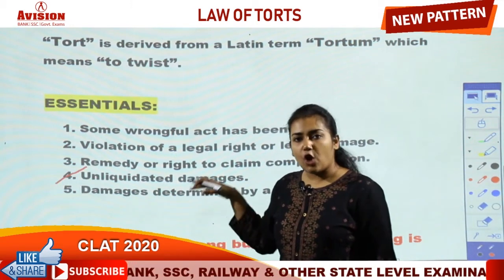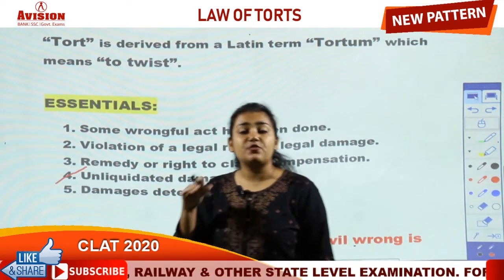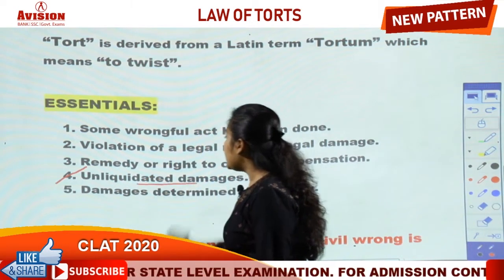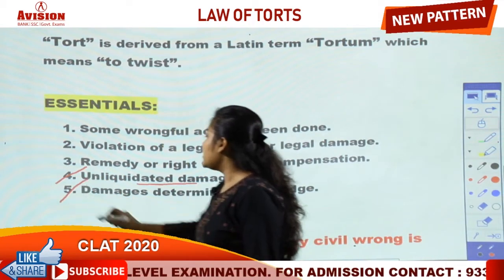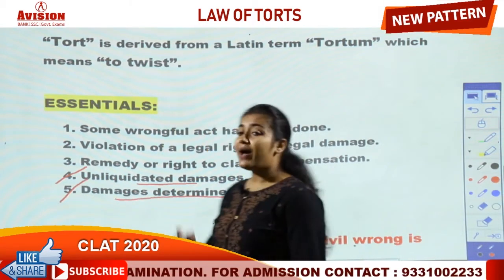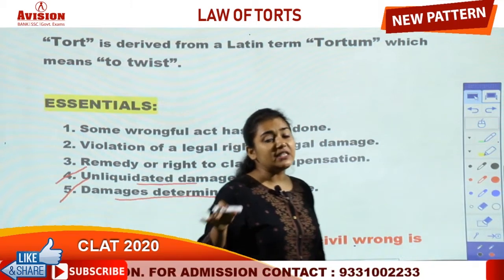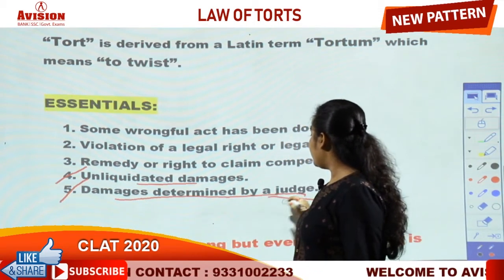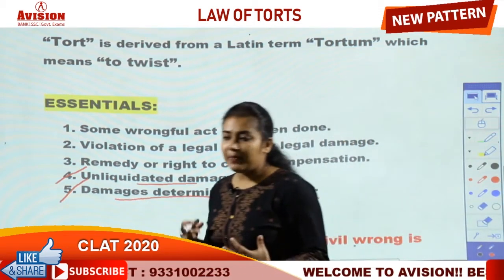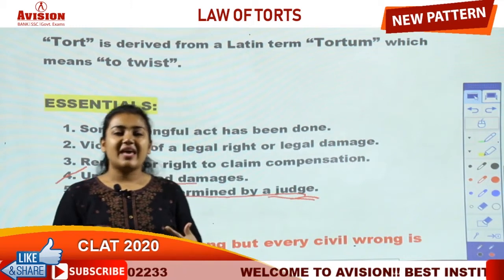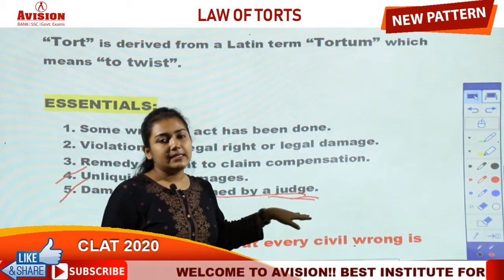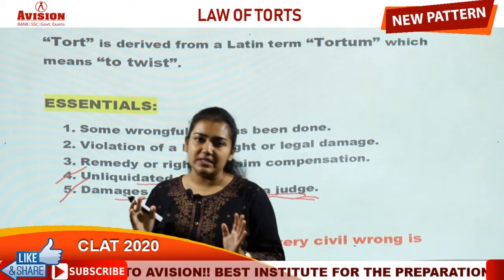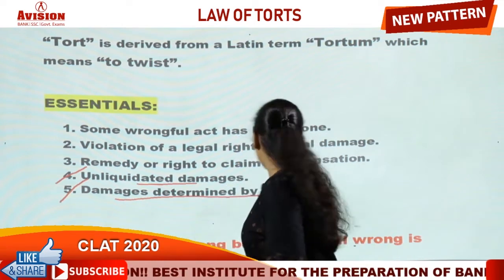So, in case of a tort, the damages are not fixed from before, not previously fixed between the parties. So, this is called unliquidated damages. Number 5 is damages determined by a judge. As in tort the damages are unliquidated, they have to be fixed by a civil judge. When the plaintiff goes to the court, the judge will say how much compensation the defendant has to pay. The judge will declare that.